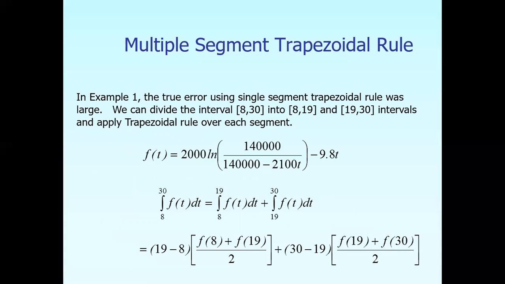Suppose in example 1, the true error using the single segment trapezoidal rule was large. We can divide the interval, that is 8 to 30, into 8 to 19 and 19 to 30 intervals, and apply trapezoidal over each segment. In that method, we divide the total interval into two sections, that is 8 to 19 and 19 to 30.